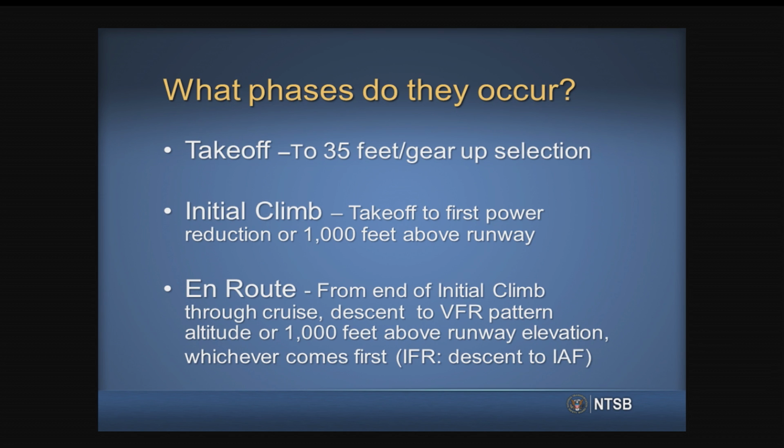What phases do they occur in? Well, I think we need to talk a little bit about what the phases are, and we go back to our CAST definitions. Takeoff is to 35 feet or gear up selection. Initial climb is takeoff to first power reduction or 1,000 feet above the runway. En route is basically from the initial climb to the approach.